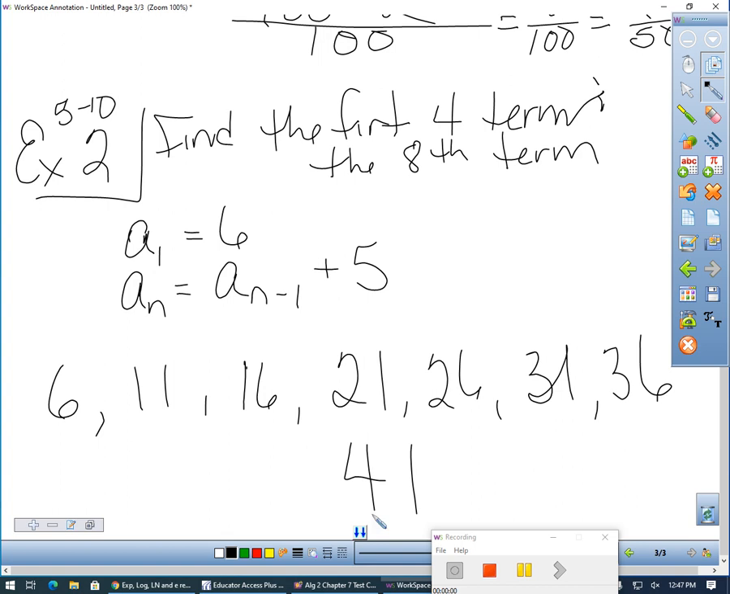Does anybody want to see another one like this at all? You guys are okay? Ben's like, no! Alright. So let's go on then.